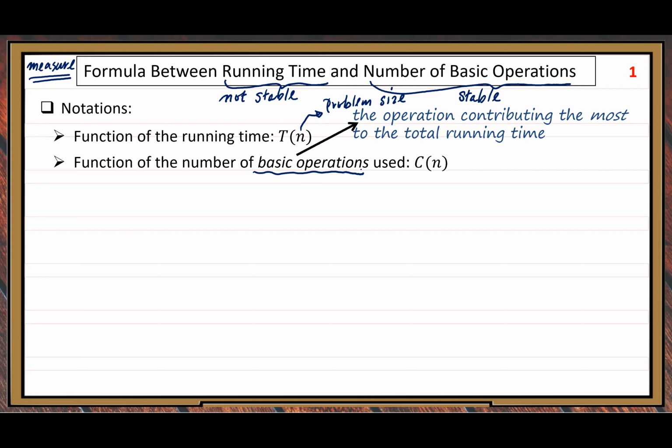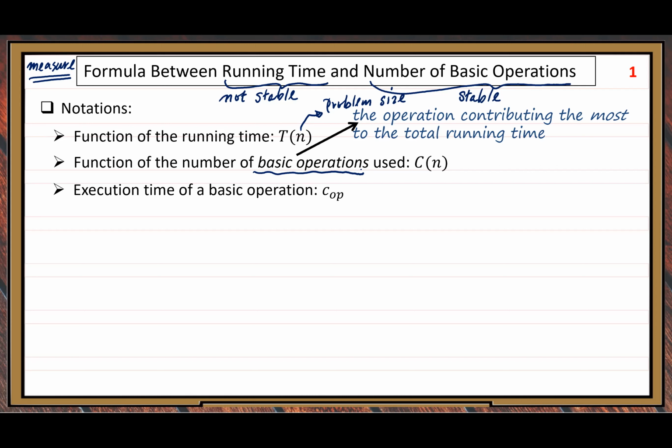So that when we do the measuring, we only count the basic operations. Here you can see we ignore other relatively minor operations. They play a minor role, not a major role. The basic operation plays the major role. So we only look at the basic operations.